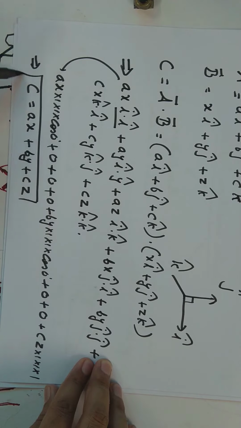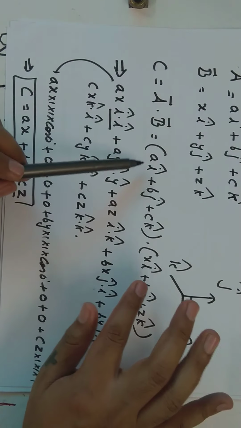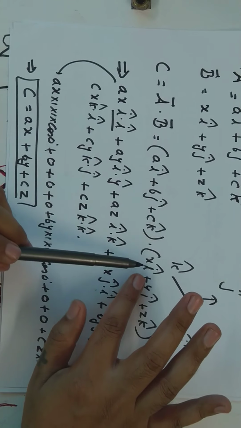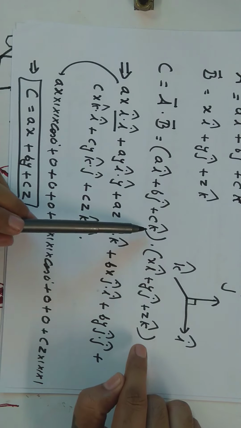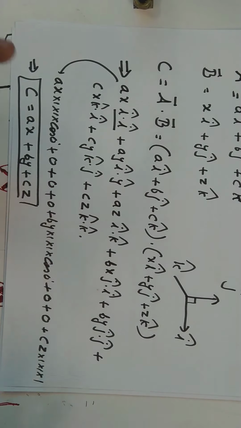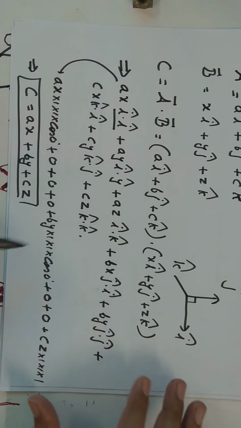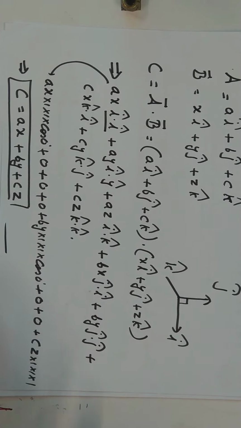Okay, so in a nutshell, what we see is we simply multiply the i cap term with the i cap term, j cap term with j cap term, and k cap term with k cap term. We get the answer. We leave all the other terms because they are going to be 0 ultimately. This is how we do vector dot product or scalar product.